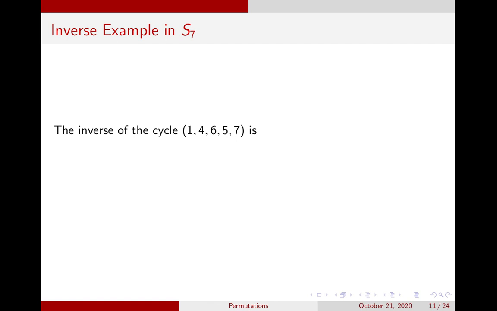So let's try one more example. What is the inverse of the cycle 1, 4, 6, 5, 7? We're working in S7, according to the heading on this slide, but that's not really important if you're working entirely with cycles. How do you get the inverse? You write the numbers in the original cycle in reverse order, 7, 5, 6, 4, 1, which is pretty easy to check.